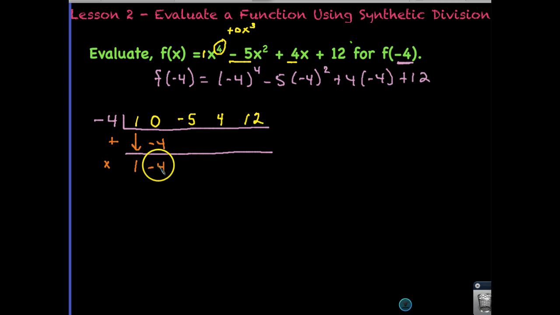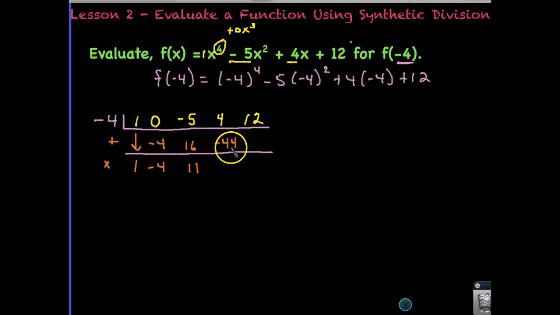Now I'm going to multiply. Negative 4 times negative 4 is positive 16. And we start over again. I'm going to add down to get 11, and then I'm going to multiply negative 4 times 11 to get negative 44. And then we start the process again.